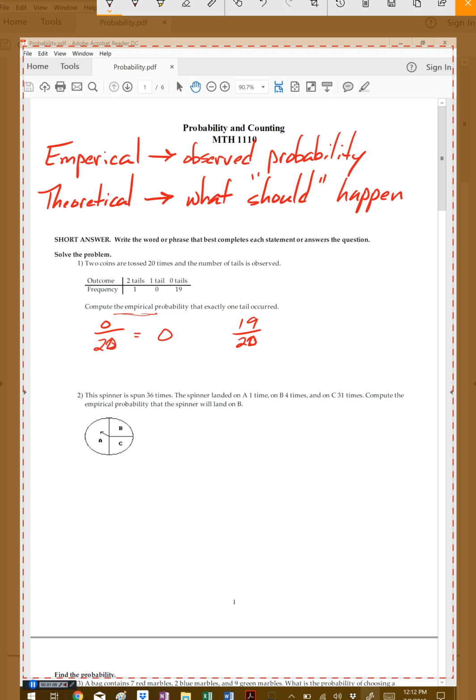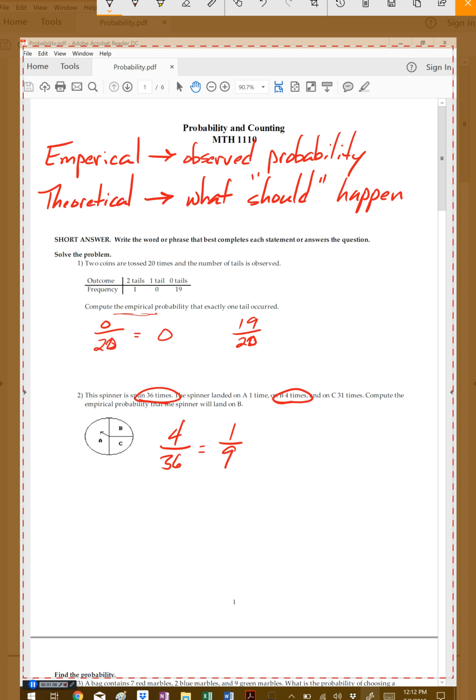The second one is a spinner. You'll see that quite a bit in our notes this week. It says the spinner was spun 36 times. The spinner landed on A 1 time, B 4 times, and C 31 times. And of course, looking at this spinner, half of it is A. You would expect that half of the time when you spun the arrow it would land on A, but that's not how it happened in this particular simulation. Compute the empirical probability that the spinner will land on B. For this simulation, it landed on B 4 times, and it spun 36. So this is going to be 4 over 36. I always want to reduce our fractions. This is 1/9. And so empirically speaking, 1 out of 9 times the spinner lands on B. We know that not to be true because this doesn't even work out to be in ninths, but that's the way it happens for this example.